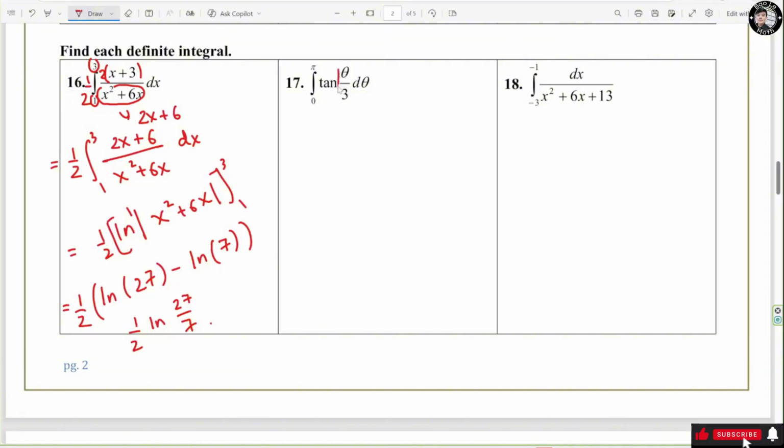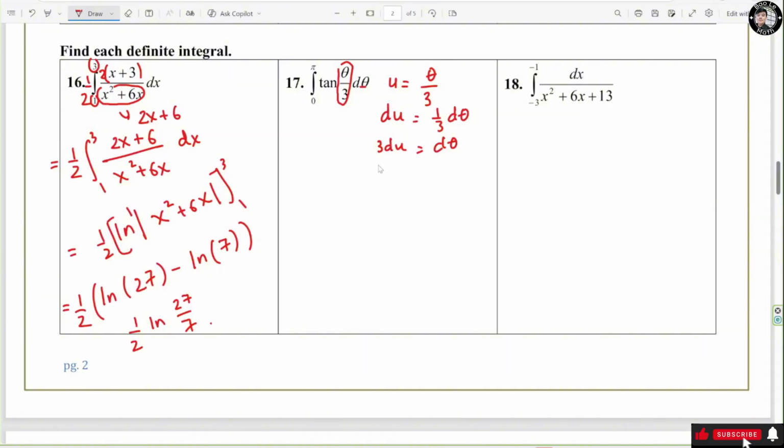Observe that this angle is theta over 3, and this one is theta. So we're going to let u equal theta over 3, and then du equals 1/3 d theta, and then 3 du equals d theta.